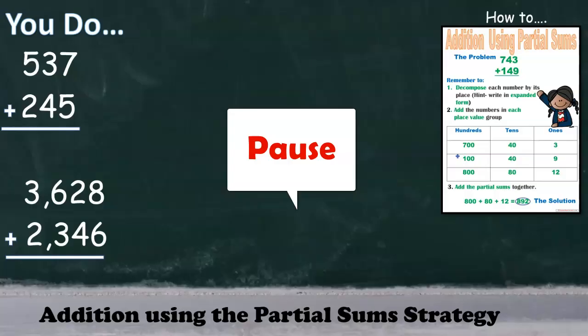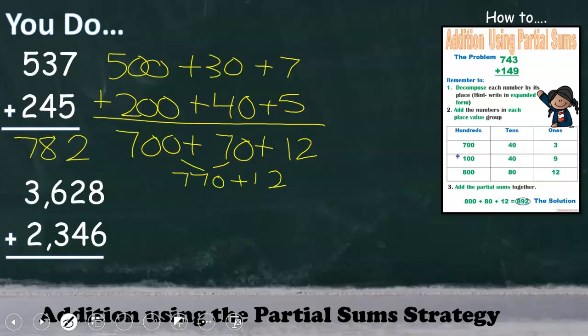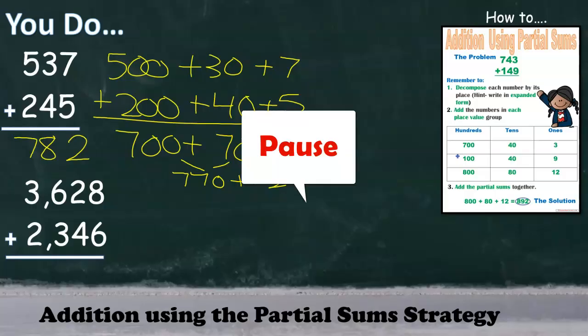Now it's your turn to give it a try independently. Pause the video to solve for the first problem. When you're ready to check your answer, just click the play button to resume. So how did you do? Did you remember to follow each step? And did you end up with a final answer of 782? If so, then try this next problem. Remember to pause the video, and when you're ready to check your answer, just click the play button to resume.